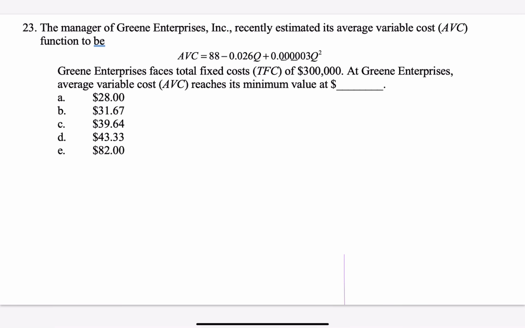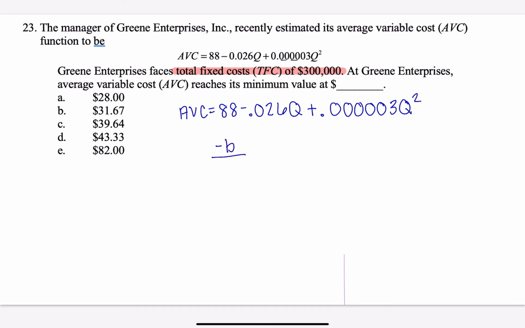23 says the manager of Green Enterprises recently estimated its average variable cost function to be, they face the total fixed costs of $300,000. At Green Enterprises, average variable cost reaches its minimum value at, so we need our equation. It's already given to us, so 88 minus 0.026 Q plus 0.00003 Q squared.